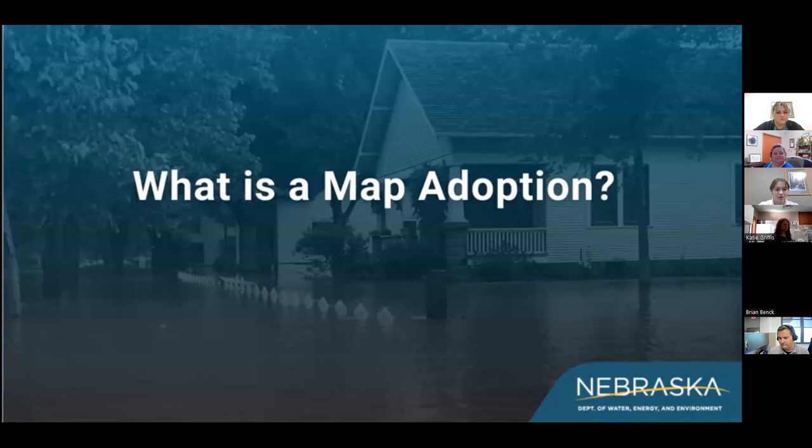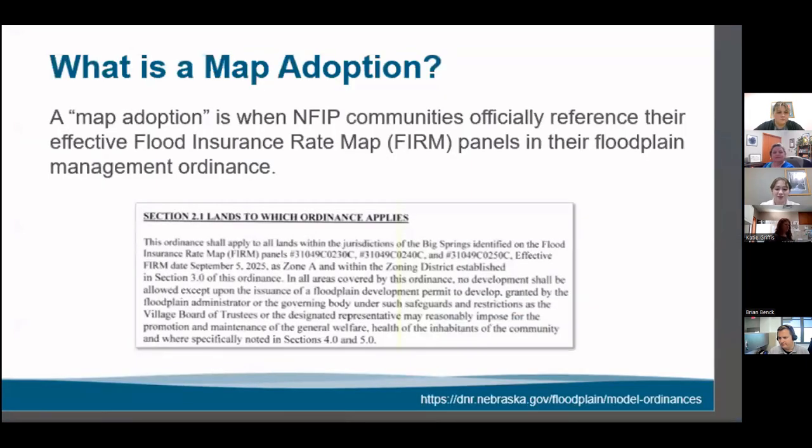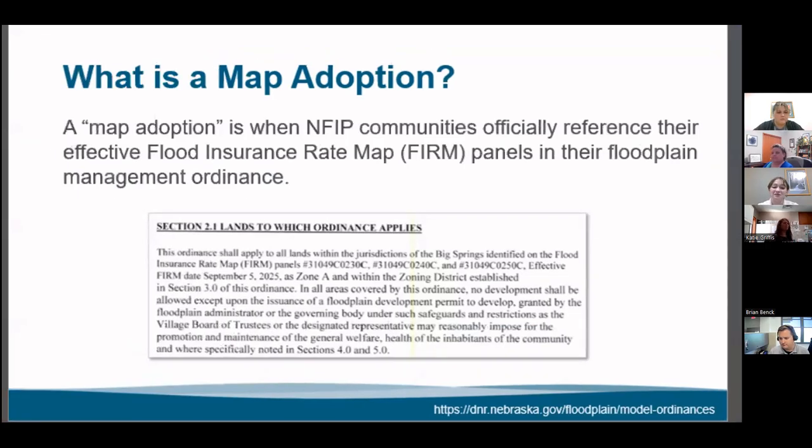So a map adoption is when NFIP communities officially reference their effective flood insurance rate map panels in their floodplain management ordinance. So you can see an example on the screen. That's the paragraph from our model ordinance. And in there, they reference the panels, those long 10 or so digit numbers, and then have their effective date afterwards.